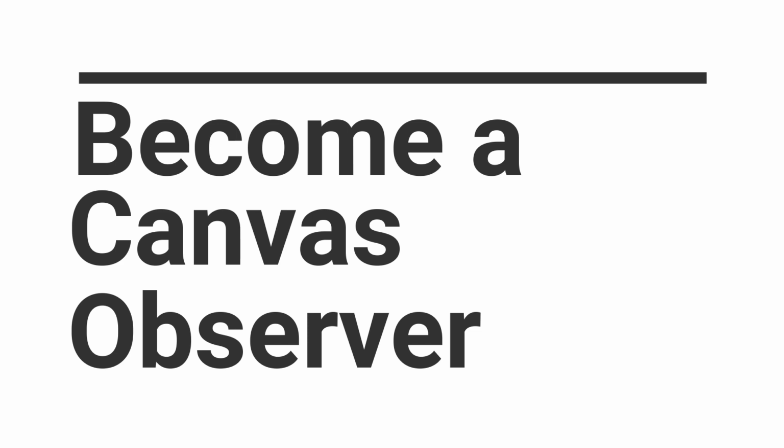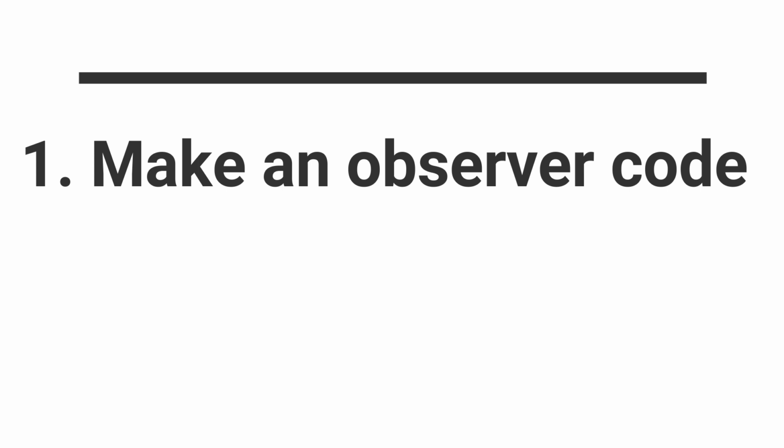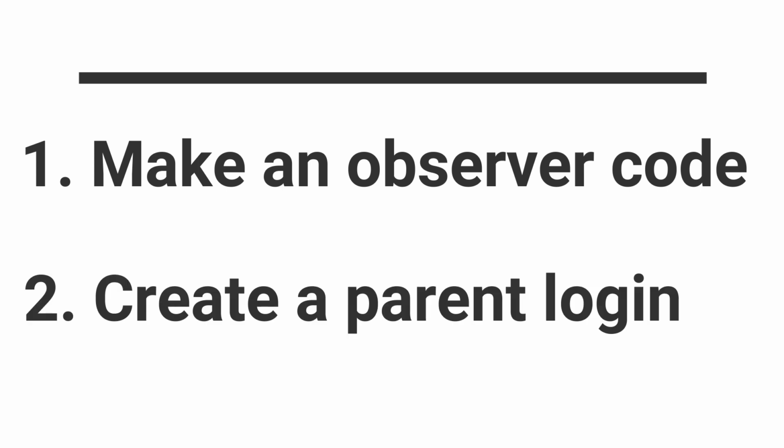So today we're going to be showing you how to become an observer of your students' classrooms. That way you can kind of virtually look over their shoulder, see what type of assignments they have, and all of that good stuff. So to do that, we need to do two things. One, we need to have your student create an observer code that you're going to then take to do step number two, which is you're going to make a Canvas login as a parent and then use that code to begin to observe your student's classroom.